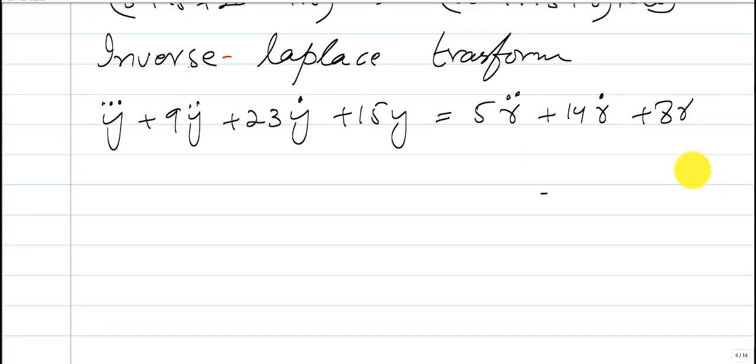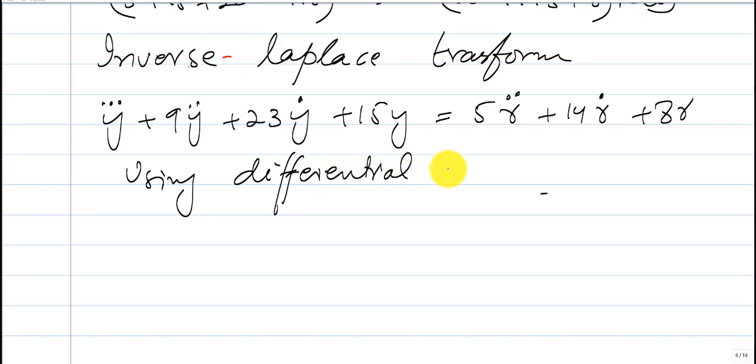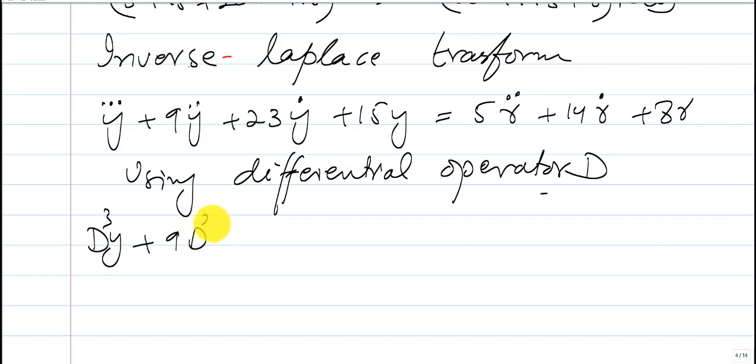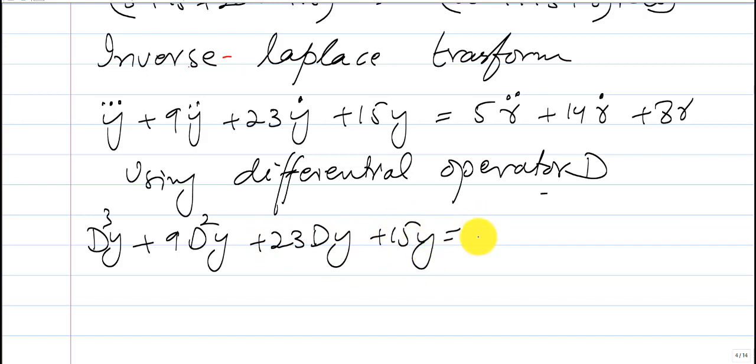Now again we will use differential operator D. So what we will get is D^3 y plus 9 D^2 y plus 23 Dy plus 15y, and here it will be 5D^2 r plus 14 Dr plus 8r.